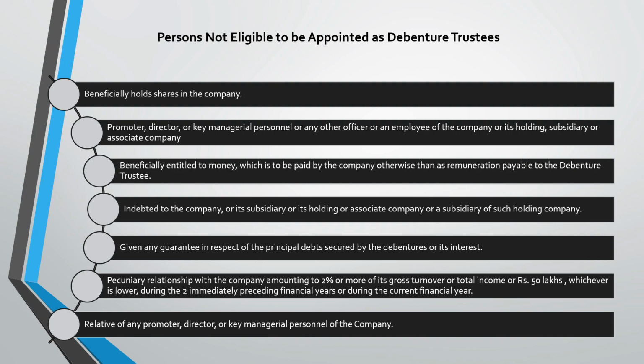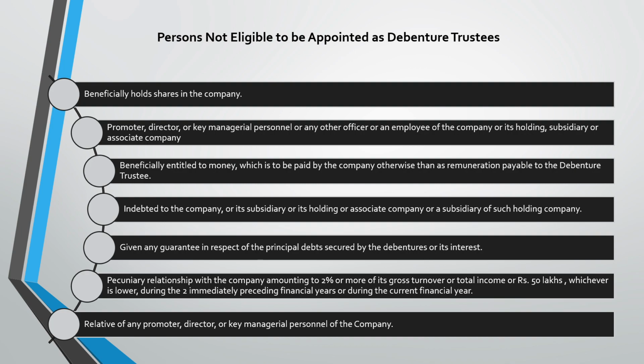They shouldn't have given any guarantee in respect of the principal debts. They shouldn't have any pecuniary relationship with the company amounting to 2% or more of its gross turnover or total income or 50 lakhs, whichever is lower, during the immediately preceding financial years or during the current year. Pecuniary relationship means financial relationship.